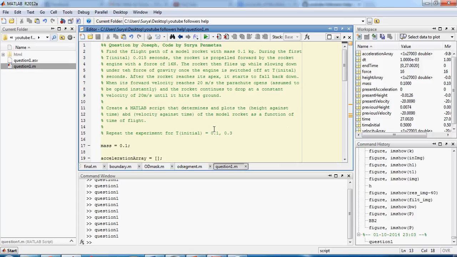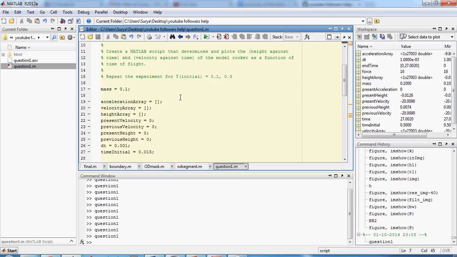So let me just tell you the question in another way. The rocket is initially accelerated with an engine force of 16 Newton for T initial time. And then after T initial time, it falls down under the force of gravity. And while falling down under the force of gravity, if its velocity reaches more than 20 meters per second, then a parachute opens and this velocity remains constant.